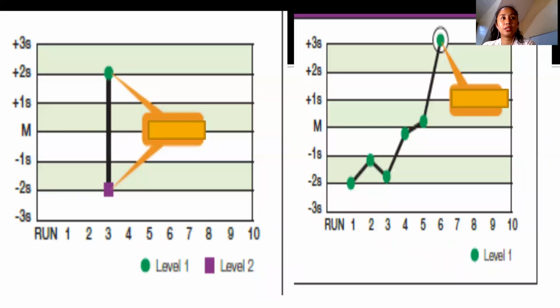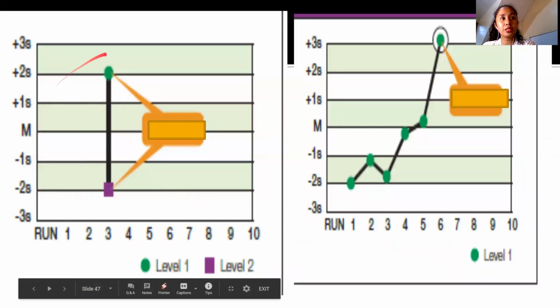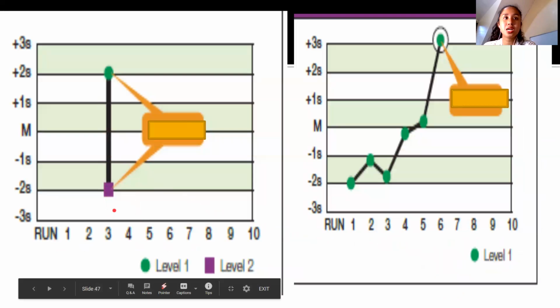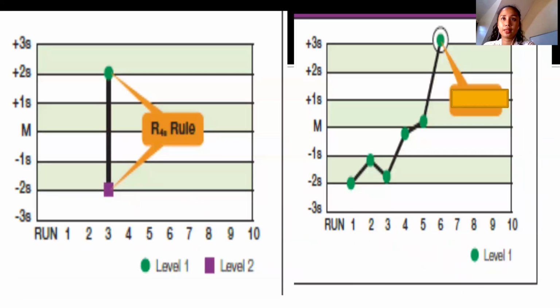So, practice pa tayo, class. So, itong first image na to, yan. So, notice, 1, 2, 3, 4. Sobrang magkalayo yung range nila. So, ano to? R, 4S. Rule yung na-violate. Yan.